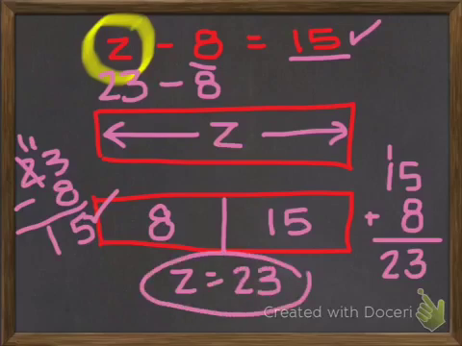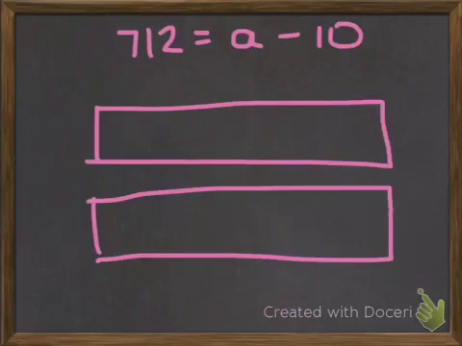Let's try another one. In this problem, you can see it's 712 equals a minus 10. That would be the same thing as writing a minus 10 equals 712. This is a subtraction problem. That's the first thing I notice. So I know that means it's just like the problem before. We can still use the same scenario.